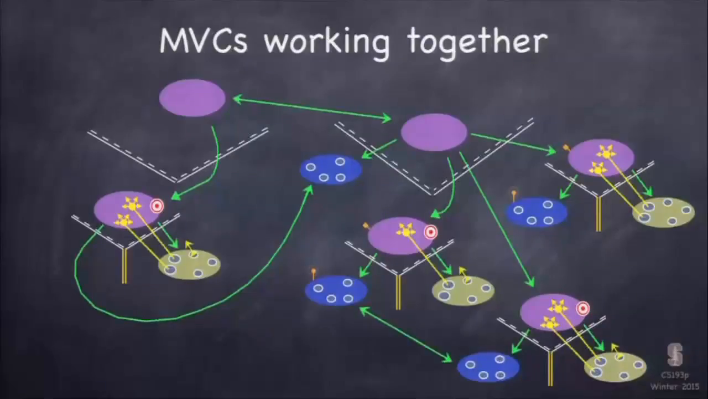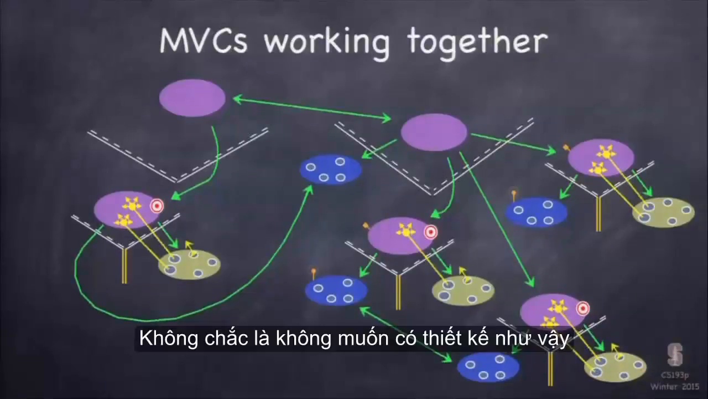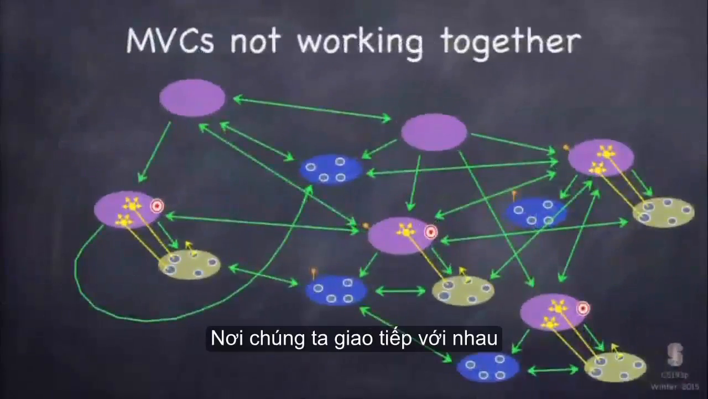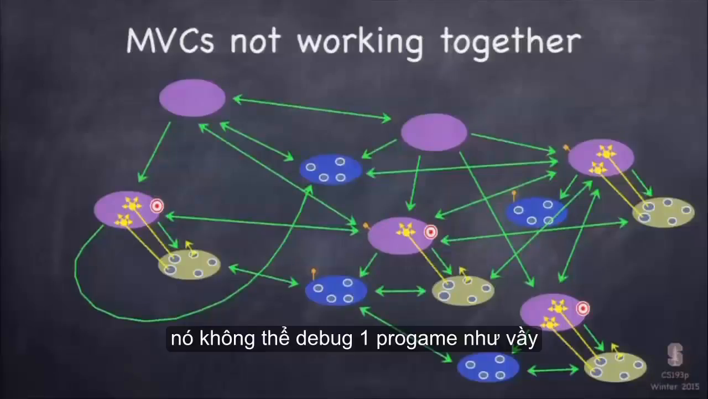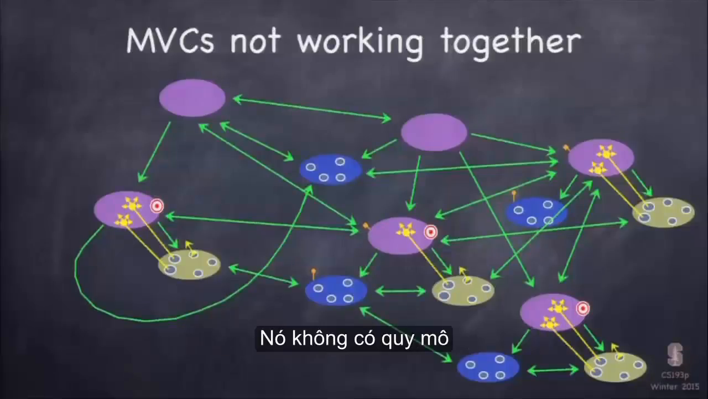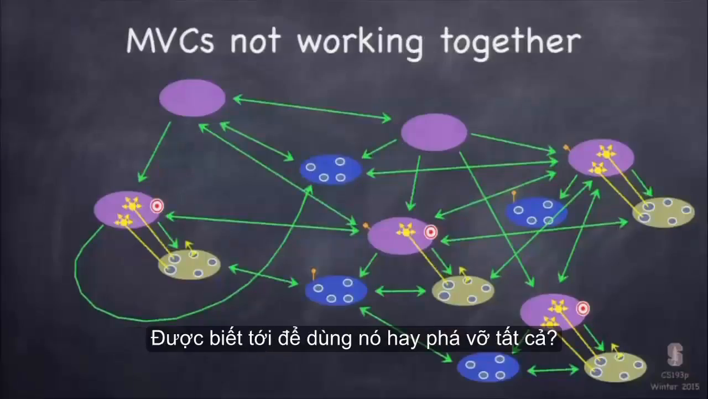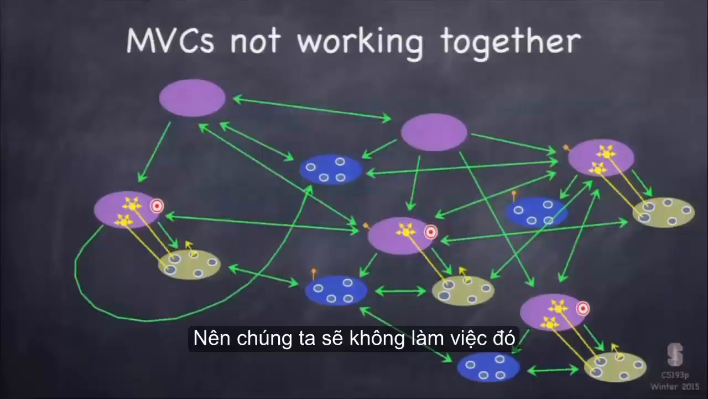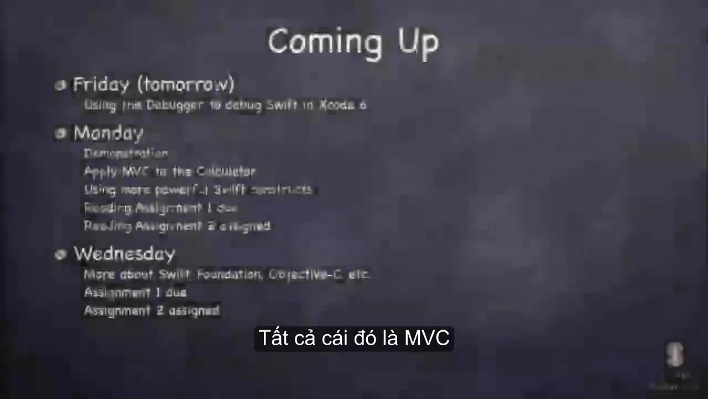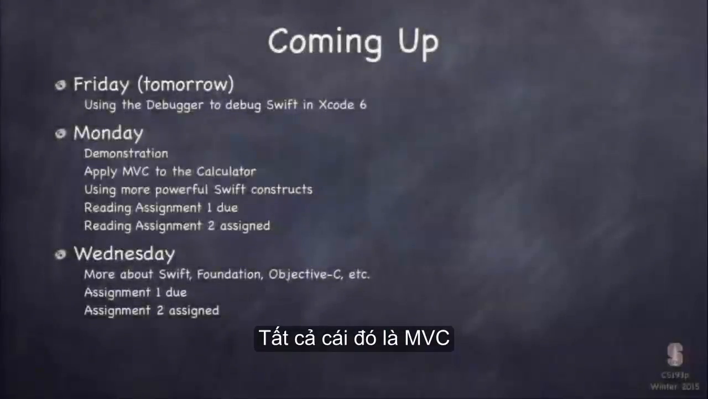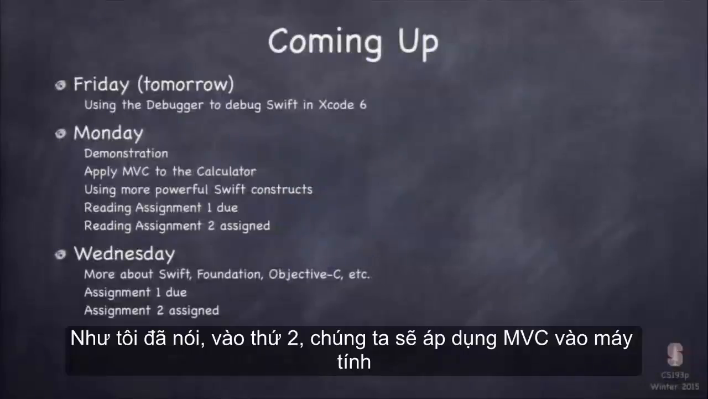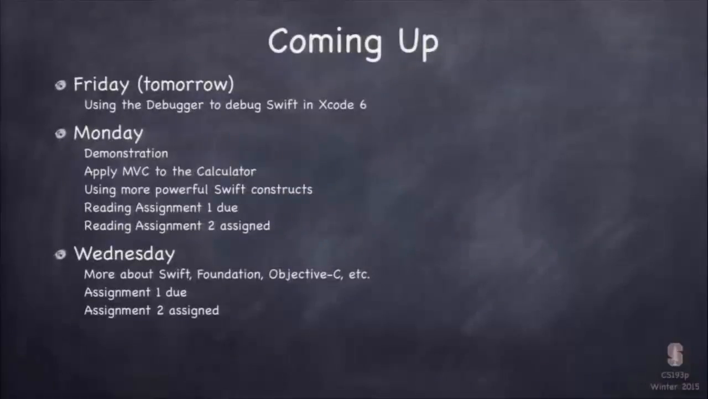Any question about that? So we definitely don't want to be having designs that look like this, where everybody's talking to everybody, and we can't tell who's talking to what. It's just impossible to debug a program like this, and it doesn't scale. You can't build really big programs this way. It becomes impossible to know how touching anything would break everything. So we're definitely not going to be doing that. All right, so that's MVC, and like I said, on Monday we'll apply MVC to our calculator.